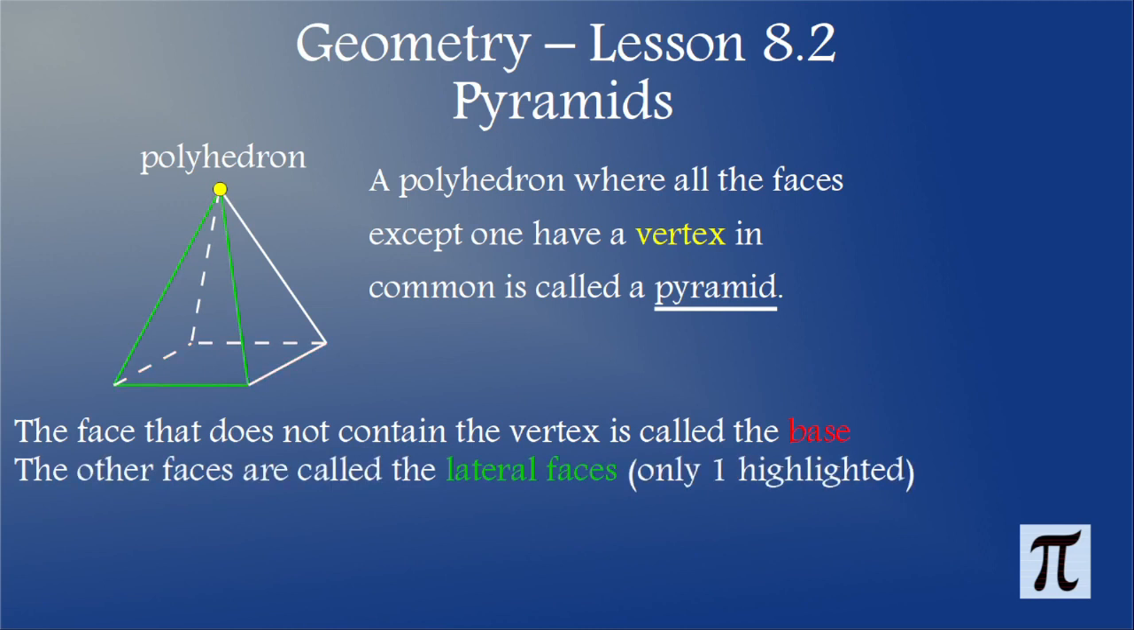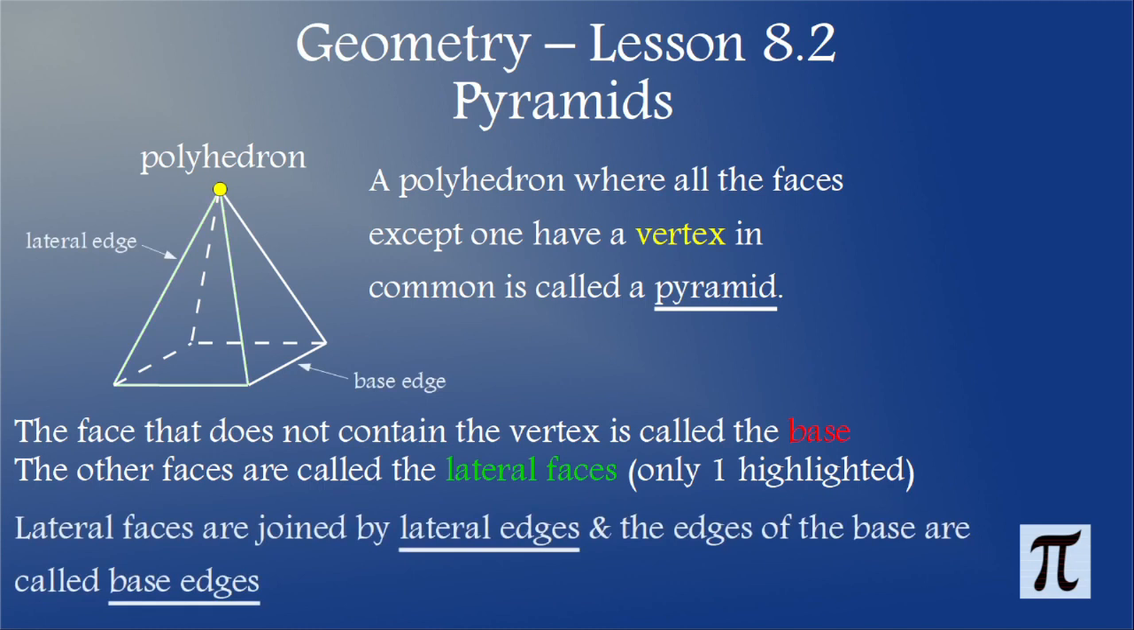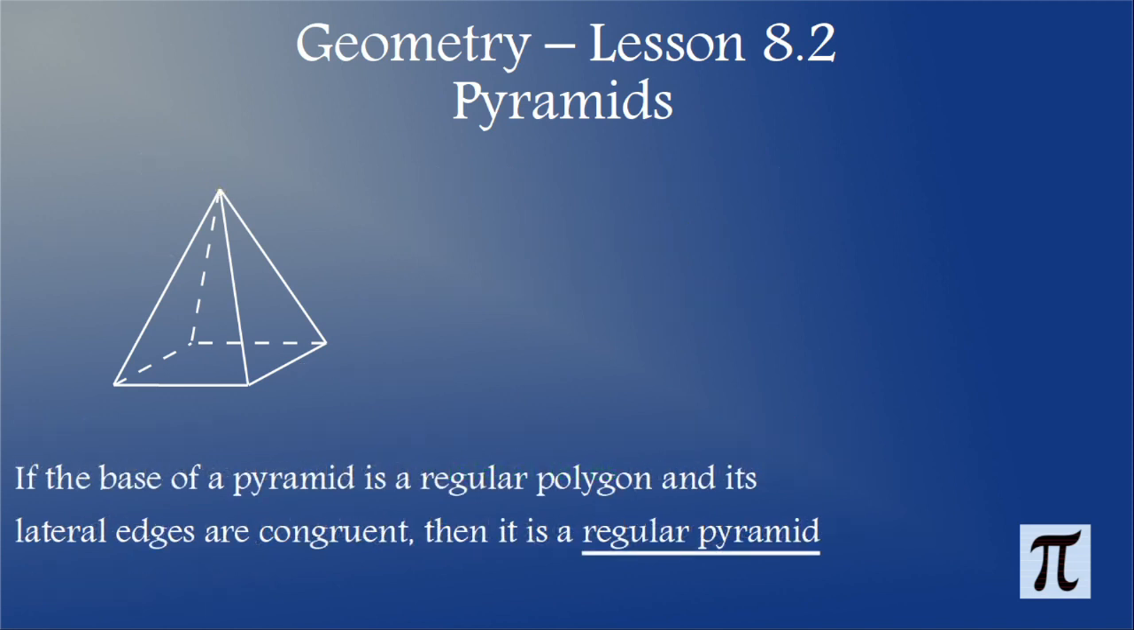The other faces are called the lateral faces. And here I've only highlighted one, but you can imagine that there are 4 lateral faces on this pyramid. Lateral faces are joined by lateral edges, and the edges of the base are called base edges. If the base of a pyramid is a regular polygon and its lateral edges are congruent, then it is a regular pyramid.